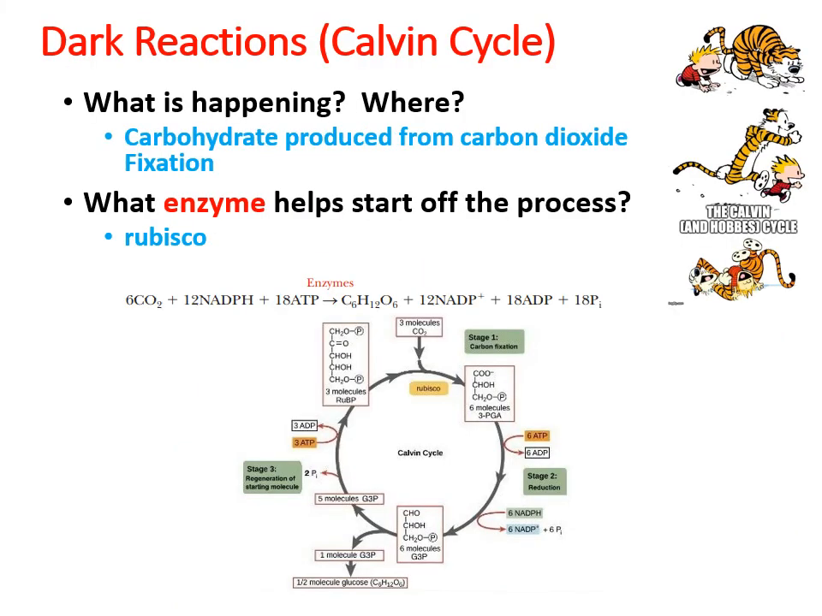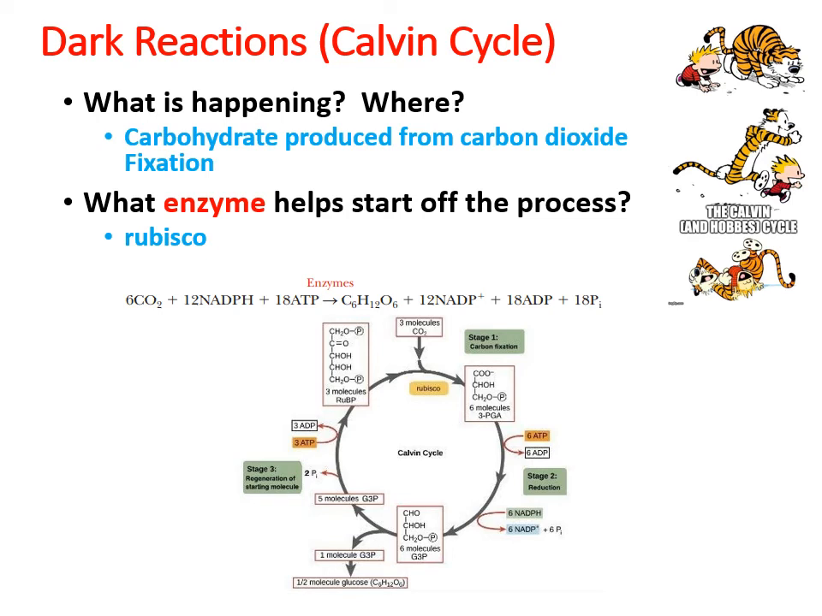So now, as I've mentioned before in today's lecture, once you get to the dark reactions, which is that final portion of photosynthesis, also known as the Calvin cycle, what ends up happening here is carbon dioxide fixation. That's the main thing. And it results in the production of carbohydrates. A lot of times you'll see the carbohydrate shown as glucose, but that's not always the case.